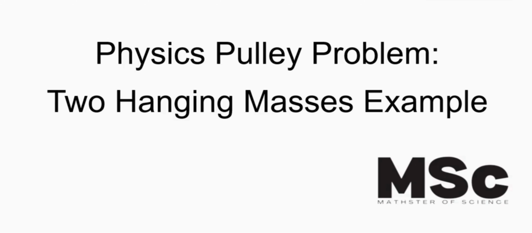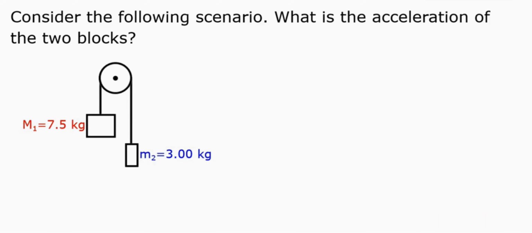In this video we're going to be looking at a physics pulley problem, specifically an example where there's two hanging masses. So this is a fairly classic high school physics problem where we have a pulley and two masses hanging from it, and we're asked to find the acceleration of the blocks.